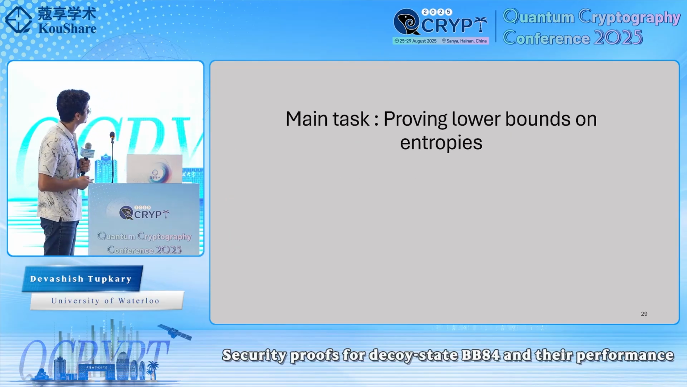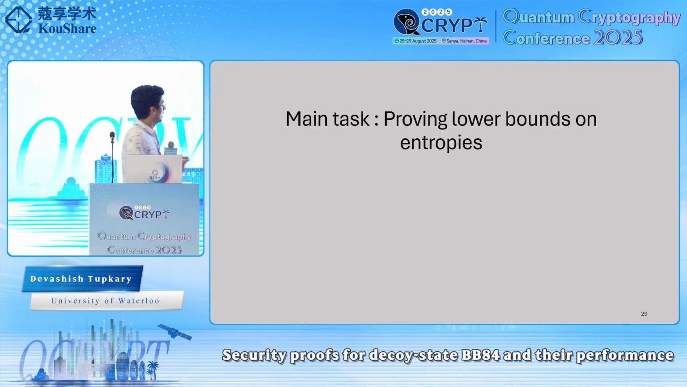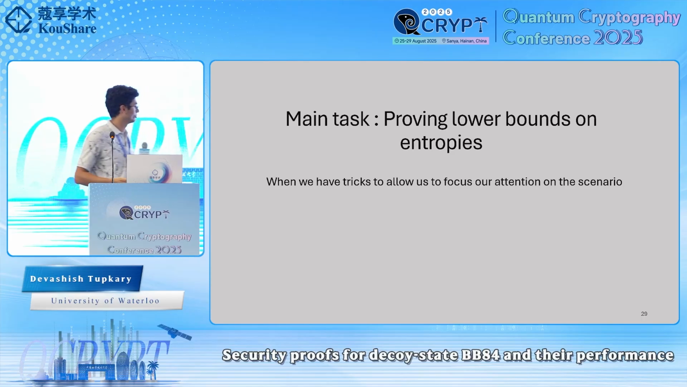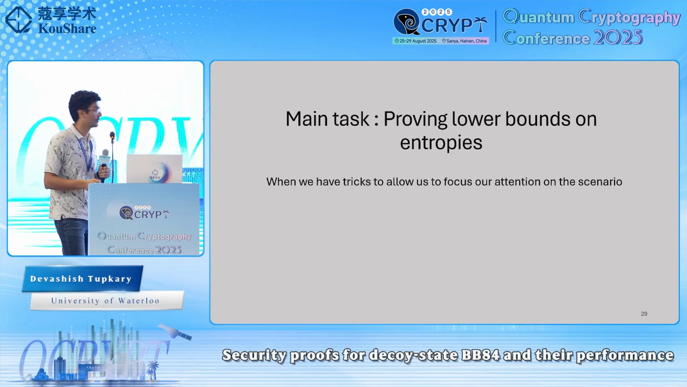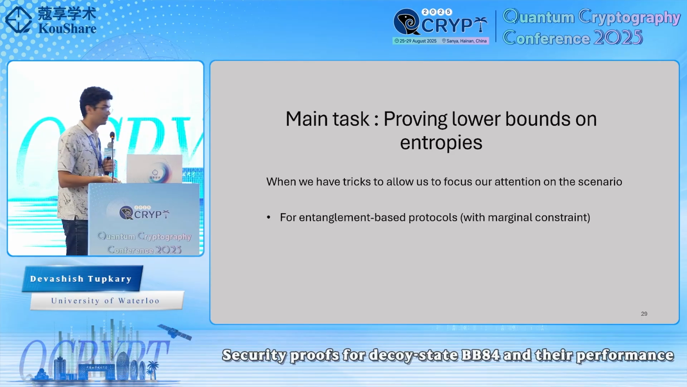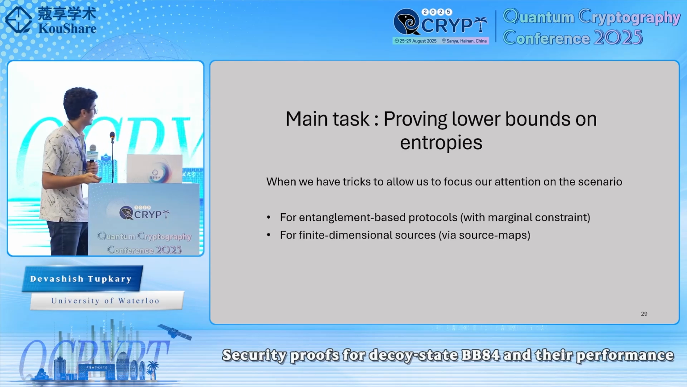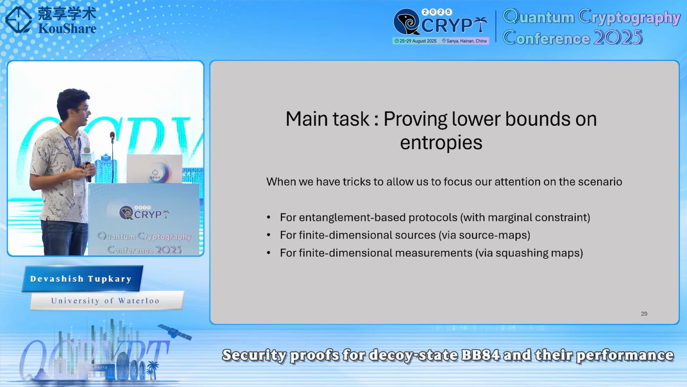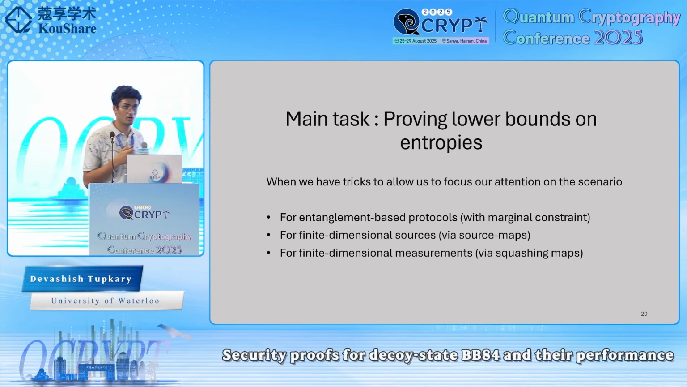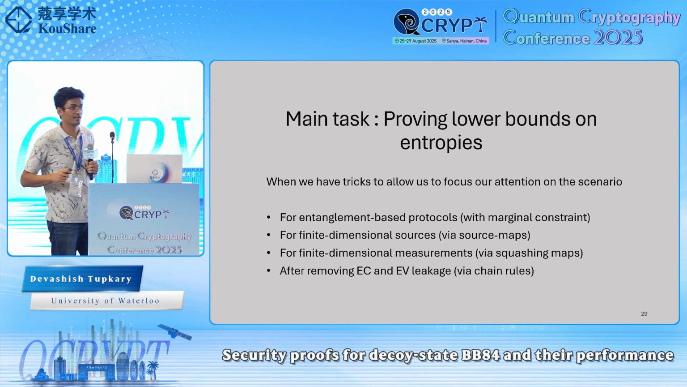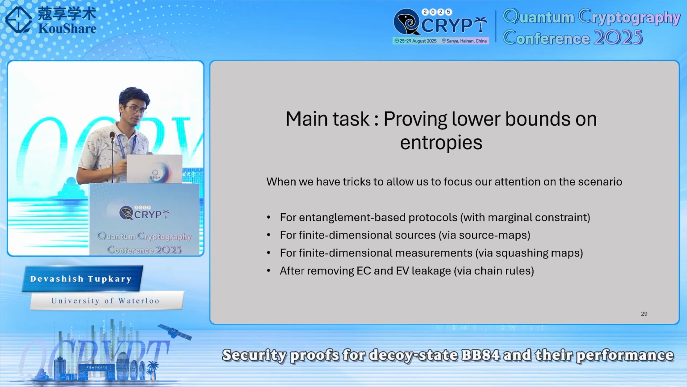Okay. So again, we want to prove lower bounds on entropies, and we have several tricks that allow us to consider scenarios where we have entanglement-based protocols with marginal constraints on Alice. We have finite dimensional sources. We have finite dimensional measurements on Bob's side. And we don't need to worry about error correction and error verification as public announcements.